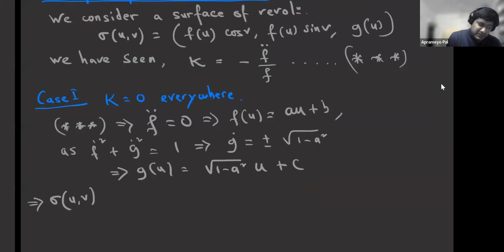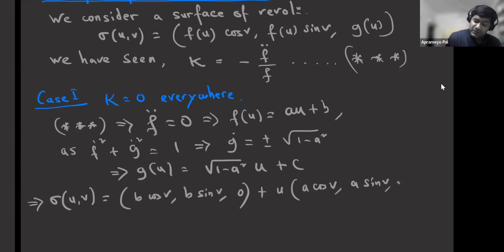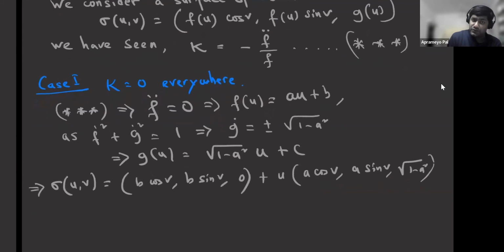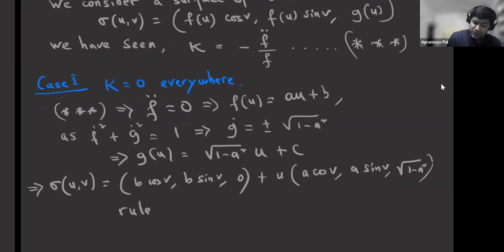So this implies the surface patch becomes sigma(u,v) equals (b cos v, b sin v, 0) plus u times (a cos v, a sin v, root of 1 minus a squared). And if you recall, this is a parametrization of a ruled surface.